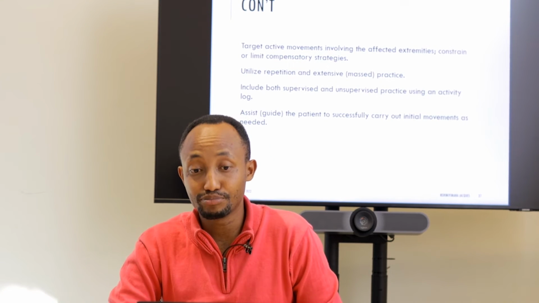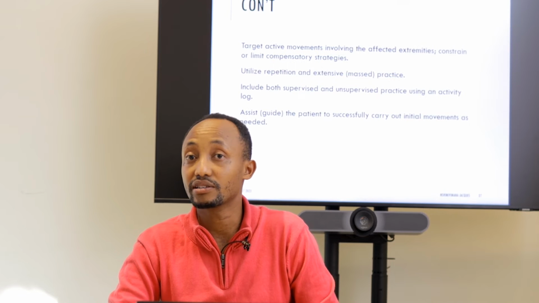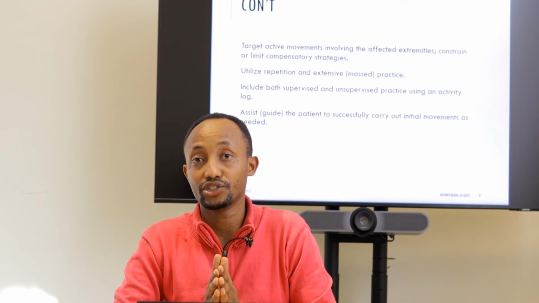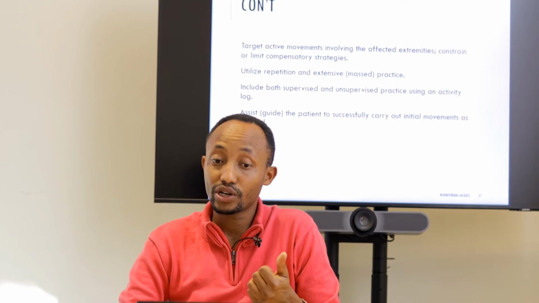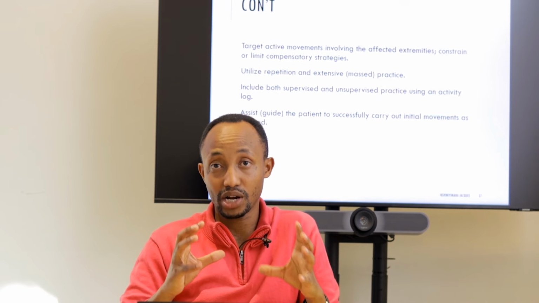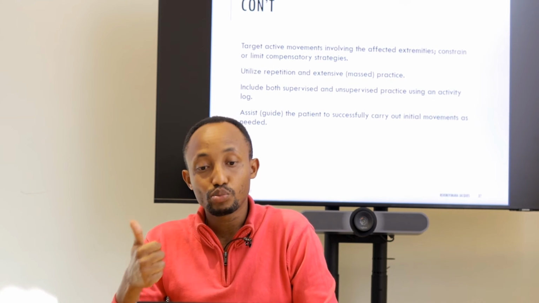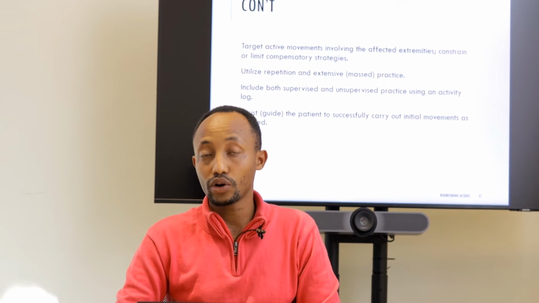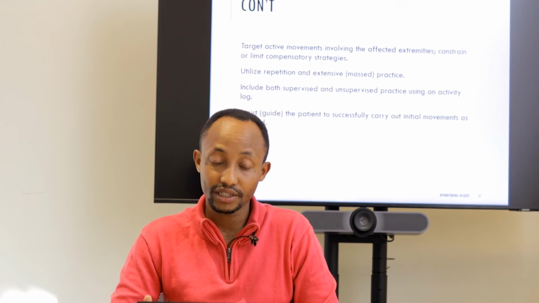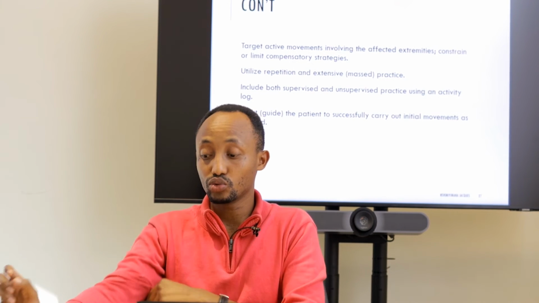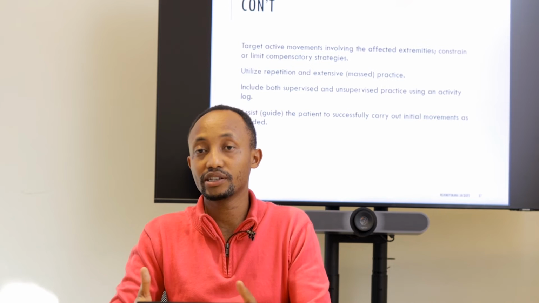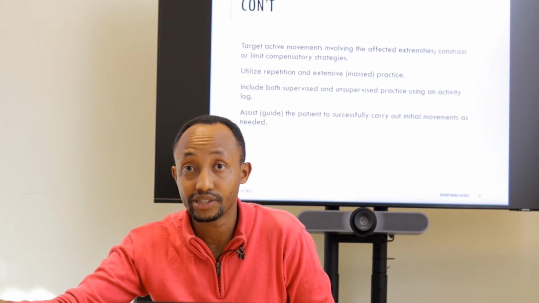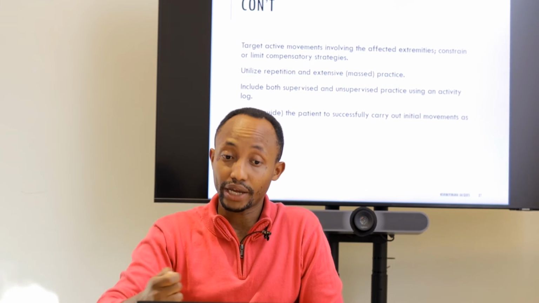So we target active movement involving the affected extremities. We can either constrain or limit compensatory strategies. You utilize repetition and extensive, or what we call massed, practice. We include both supervised and unsupervised practice using an activity log. An activity log is when someone is doing something, you need to be recording somewhere. For example, they were supposed to do sit to stand 12 repetitions 3 times. They have to tick, they have to write that they did it, for you to check.